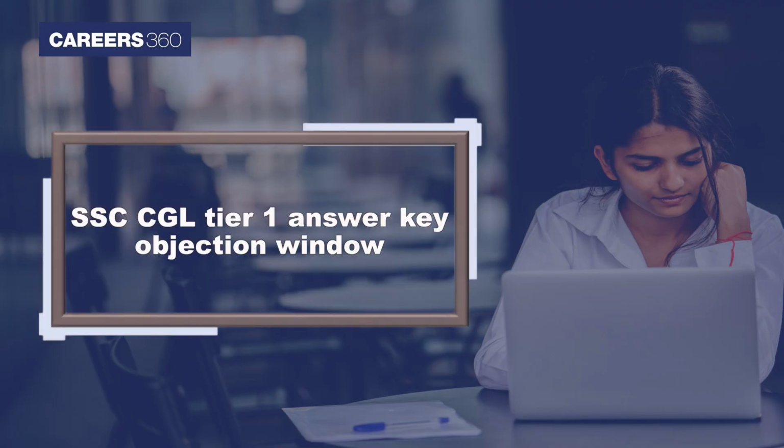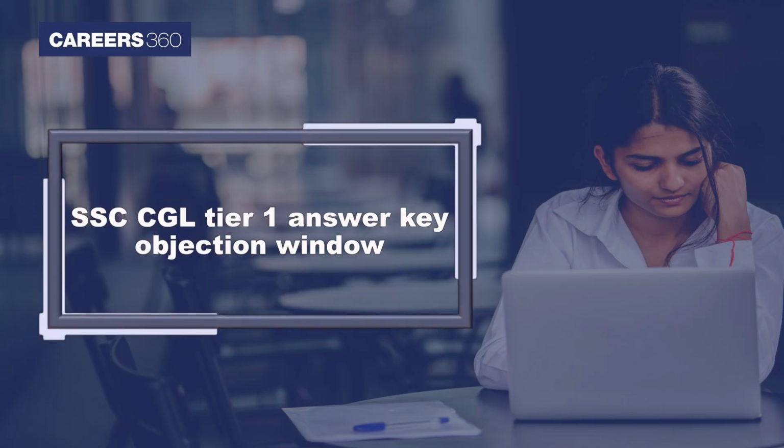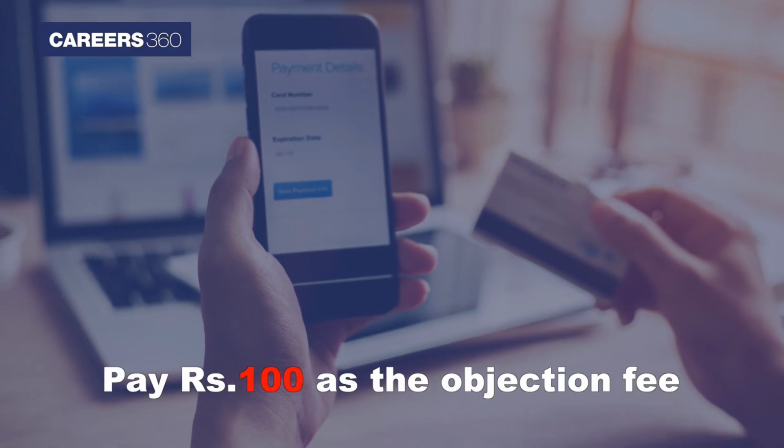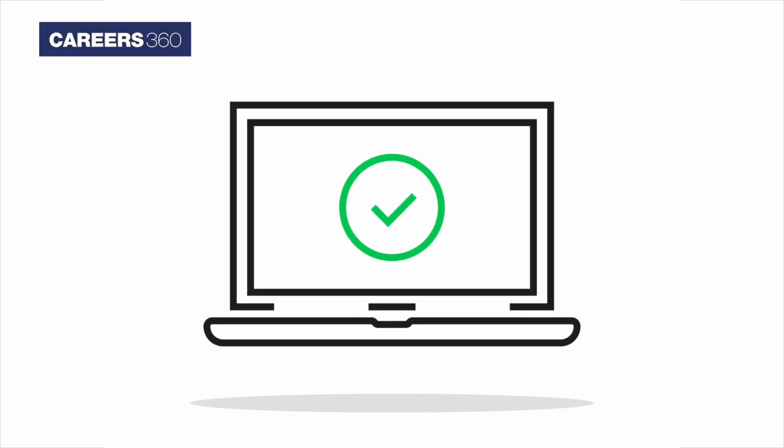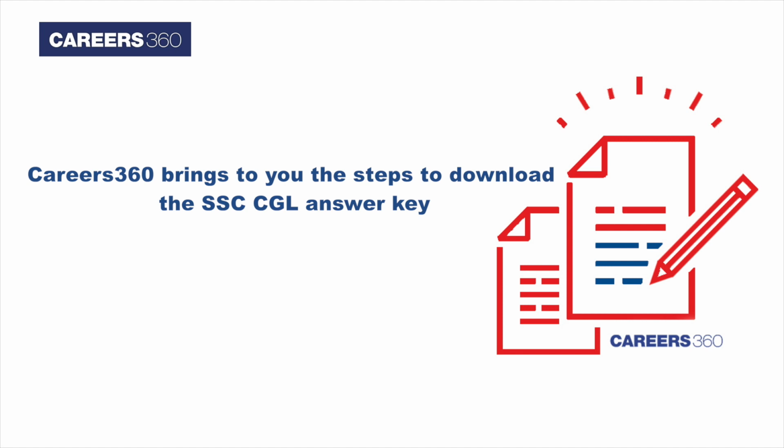The SSC CGL Tier 1 Answer Key objection window is available till September 7th. Students need to pay ₹100 as the objection fee, which will be refunded if the objections are found to be correct. Careers 360 brings to you the steps to download the SSC CGL Answer Key.